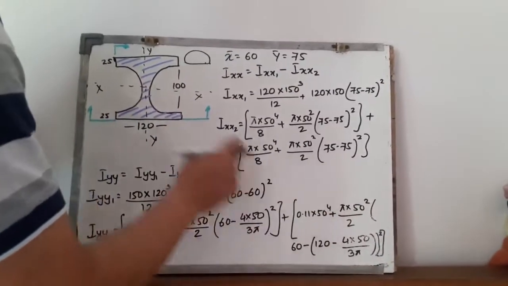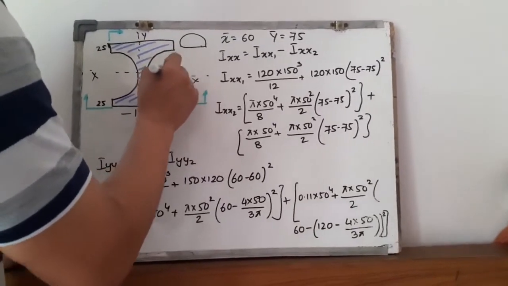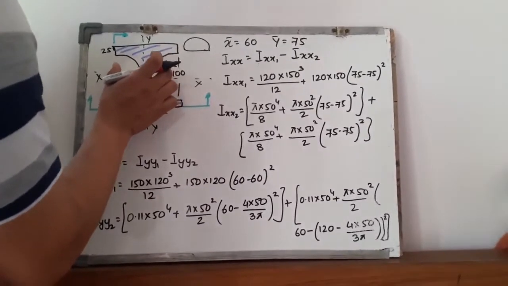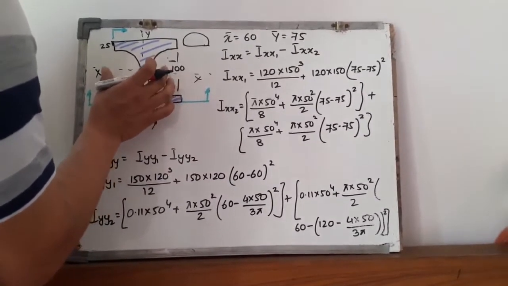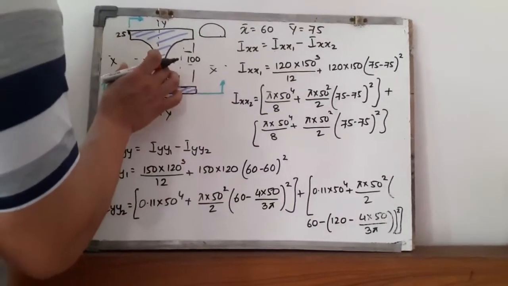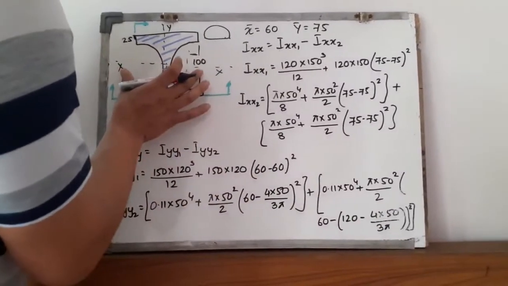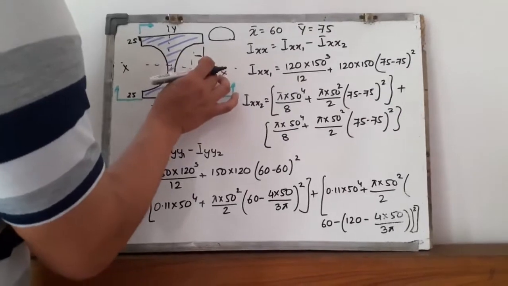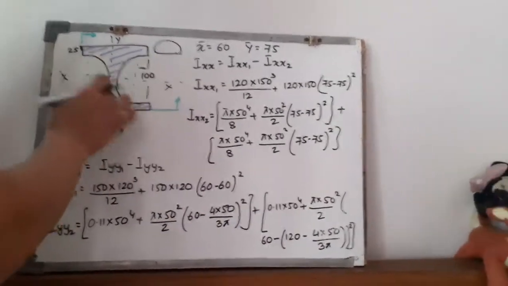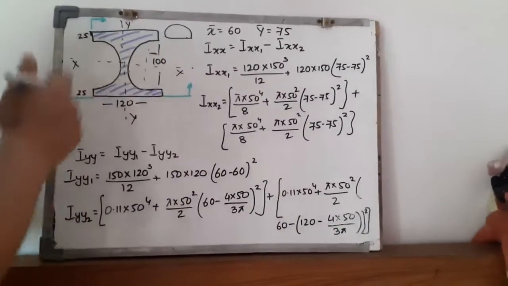Now the centroid for this semicircle lies at a distance of 4r by 3 pi, this distance, and you need to find out this distance. So this distance is this distance minus this distance. So this is 60 minus, what is this distance? This is 120, the entire was 120 minus 4r by 3 pi, whole square. So you get all these values and you can sum them up and you will get the value of Iyy and Ixx of this composite figure.